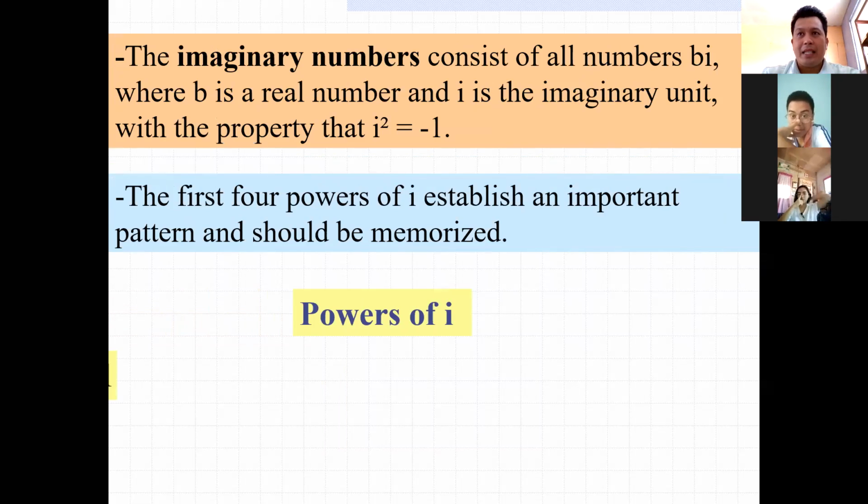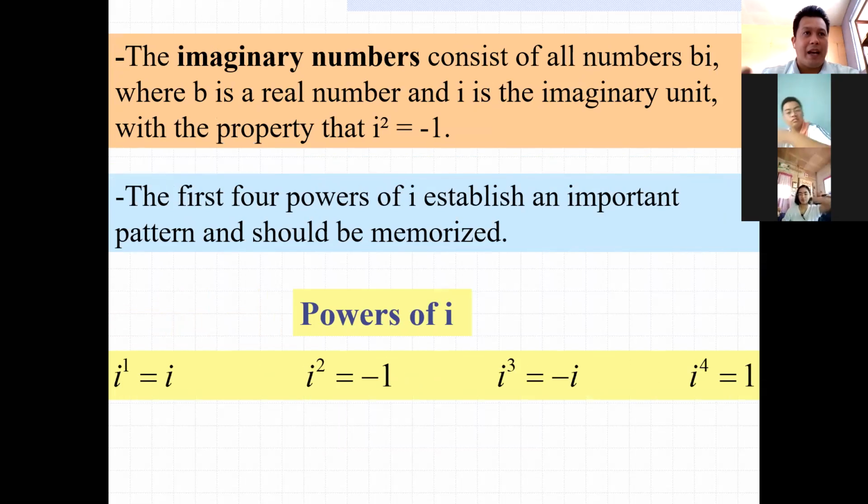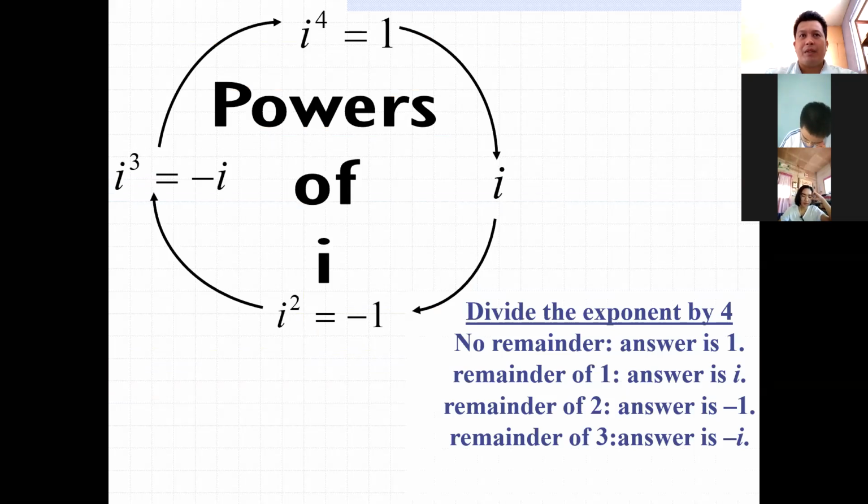As the powers of i suggest, these are the values: i to the power of 1 is i, i to the power of 2 is negative 1, i to the power of 3 is negative i, and i to the power of 4 is positive 1.